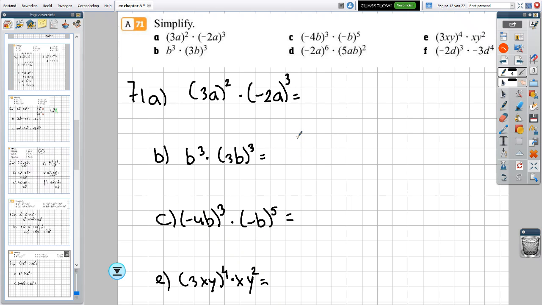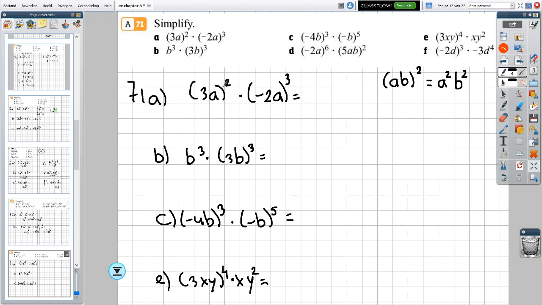Okay, 71A, (3A) squared times (minus 2A) to the third power. The rule that we've learned, and the book says this like this: with a power of a product, each factor is raised to the power. Okay, what does that exactly mean? Well, it means that, for example, if I have (AB) squared, then A is squared and B is squared, right? Both of those things are squared and they still are multiplied by each other.